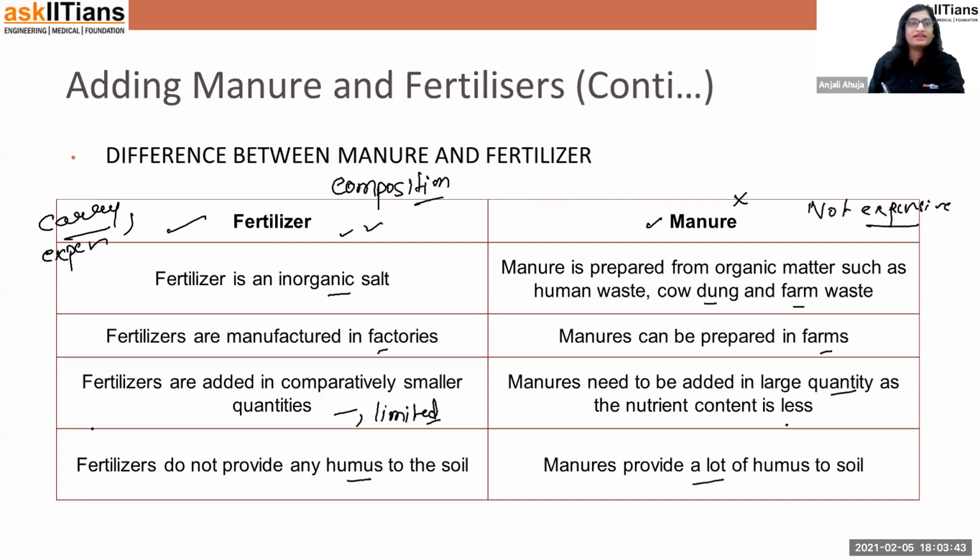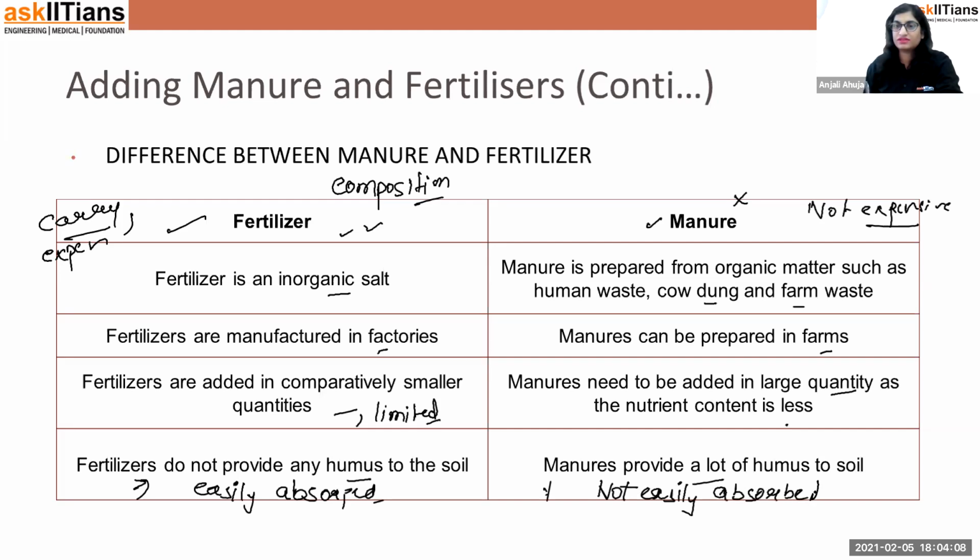Yeah, one more point. Fertilizer is very fast in absorption. They can easily be absorbed by the plant, but manure is not easily absorbed. I have to write it very slowly because when I write it fast, the writing is messed up. Fair enough.